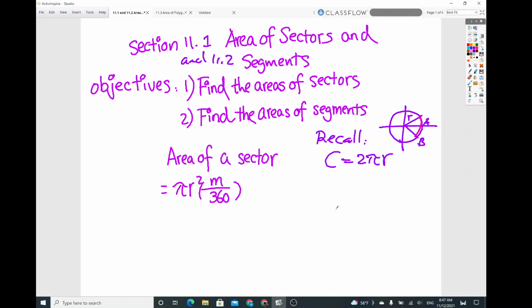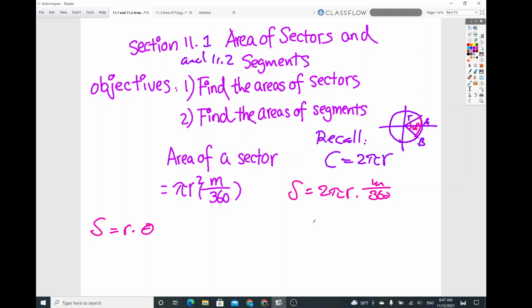The way to do it, also based on the circumference formula, is 2 pi r times the measure of the central angle, m, over 360 degrees. So m is the central angle. Okay, so that's the way to find the arc length. Another way to find it is by using r times theta.